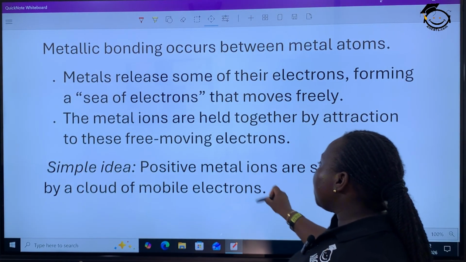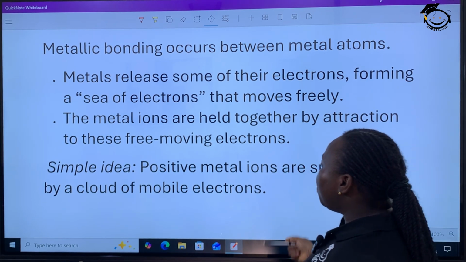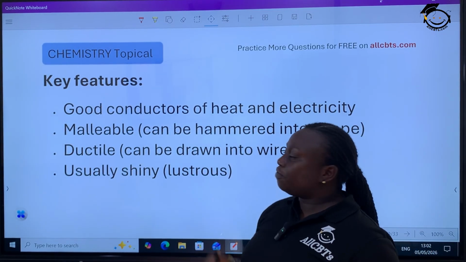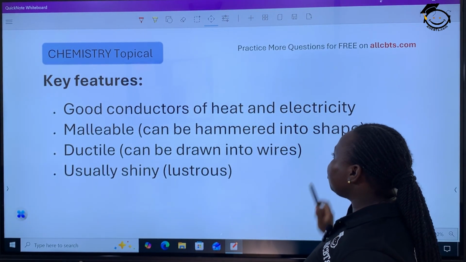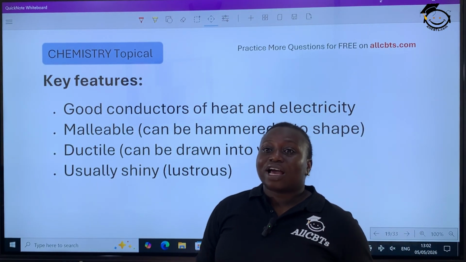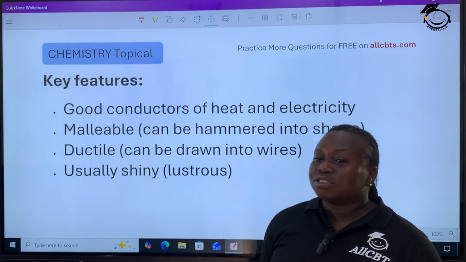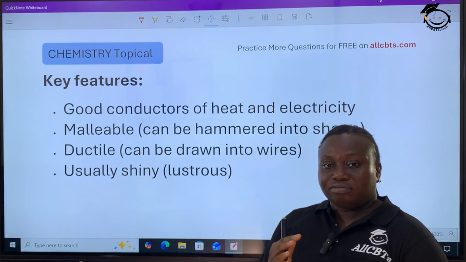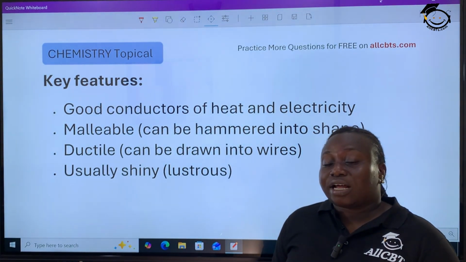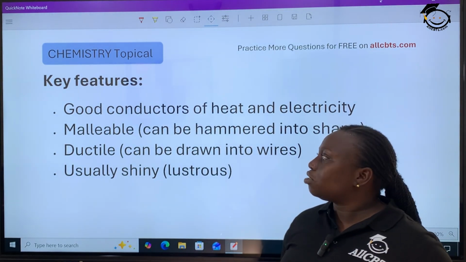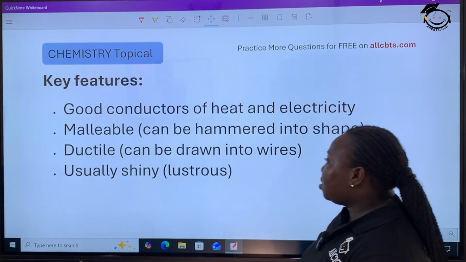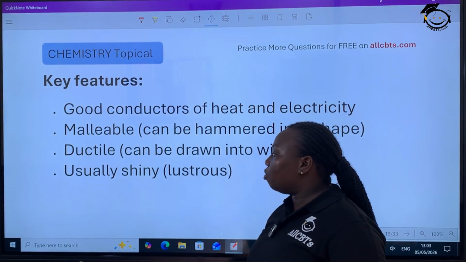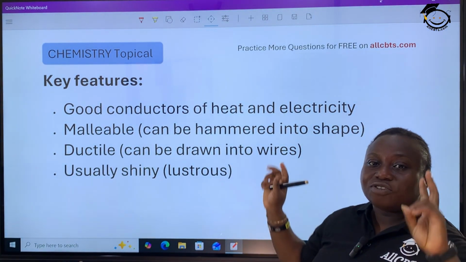Simple idea: positive metal ions are surrounded by a cloud of mobile electrons. Now, what are the key features? Good conductors of heat and electricity. If you know the characteristics of metals, they are the same as the characteristics of metallic bonding. Metals are good conductors, they are malleable, they are ductile, they are shiny or lustrous. These are properties of metals.